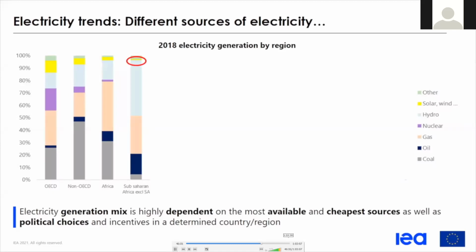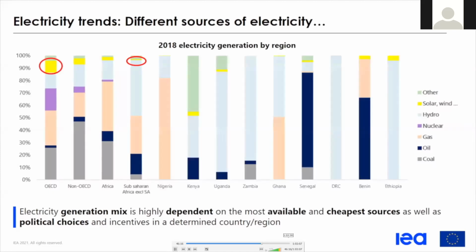If we look, for example, at the difference between the share of solar generation in OECD or in Sub-Saharan Africa, we can see here differences in terms of access to the technologies and political decisions made in various countries. Now, here are examples of those electricity mixes in different countries in Sub-Saharan Africa. And obviously, it's really dependent on the political choices of one country and the availability within the borders of the country.